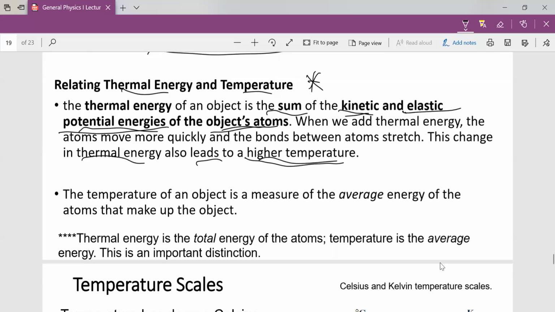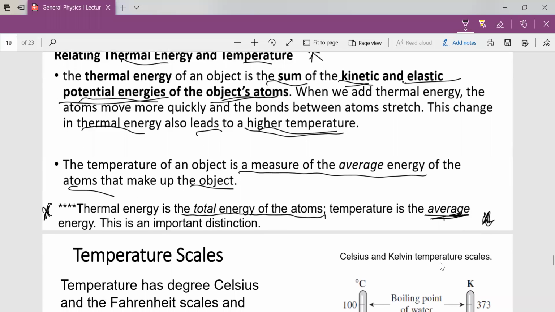So where thermal energy is the sum of the kinetic and potential, temperature is actually the measure of the average energy of the atoms of an object. The major difference between them is that thermal energy talks about the total energy of the atoms, while temperature is talking about the average. One speaks about the total sum, but the other is talking about the average. Temperature always refers to average, all right?